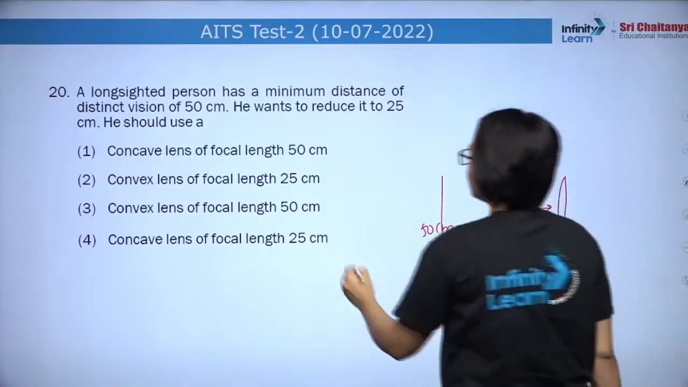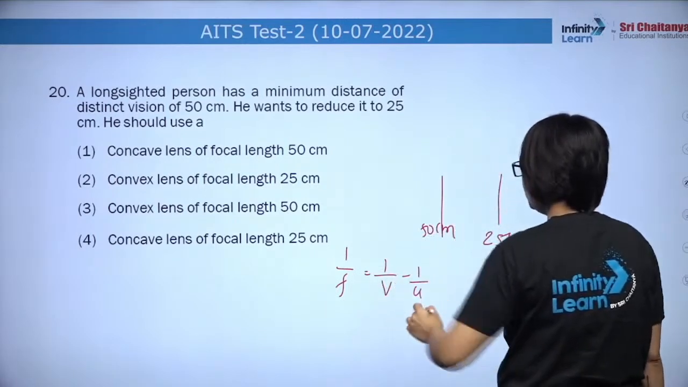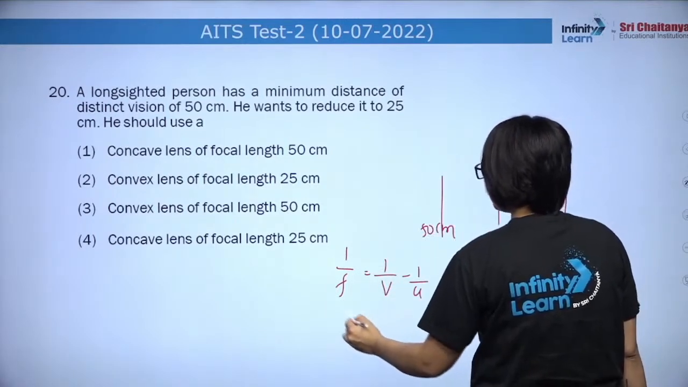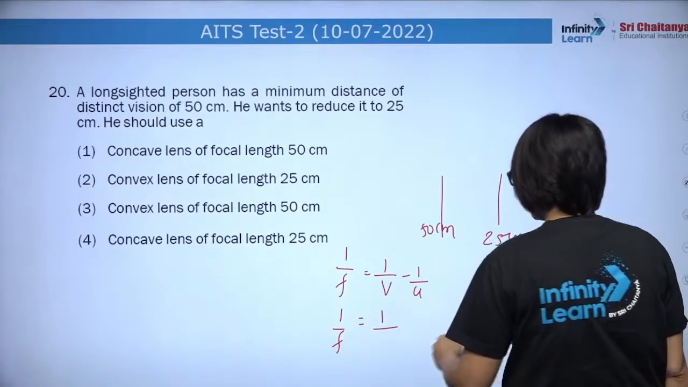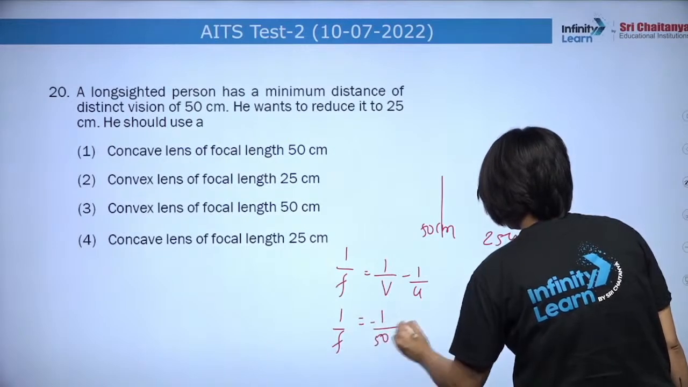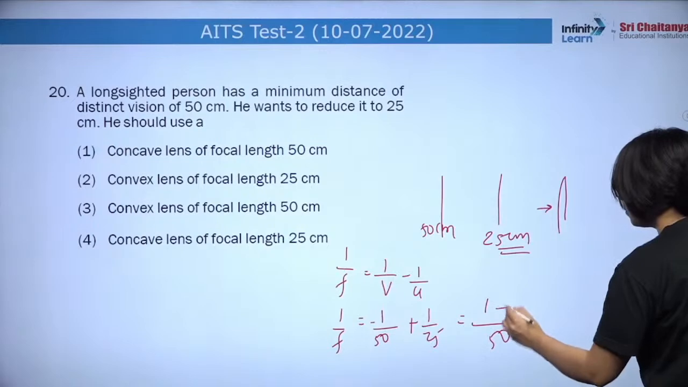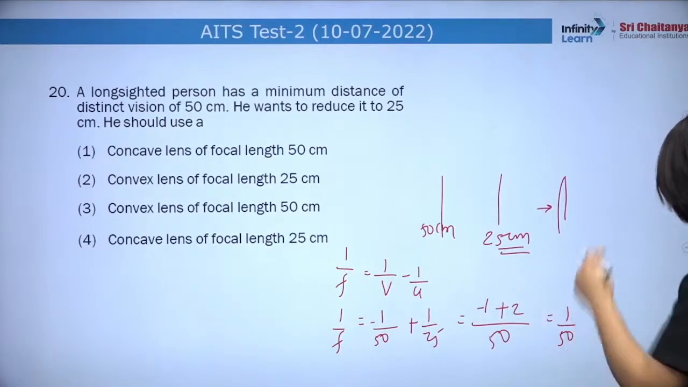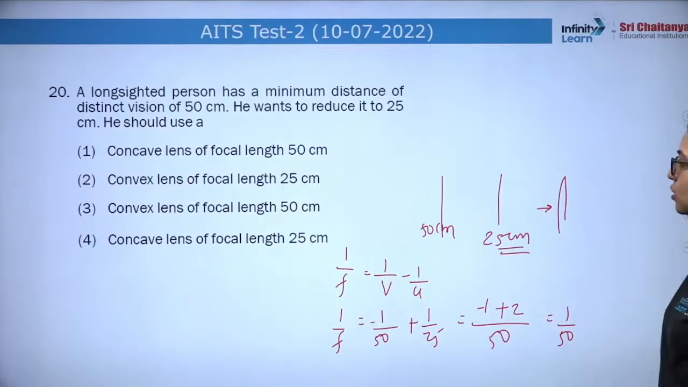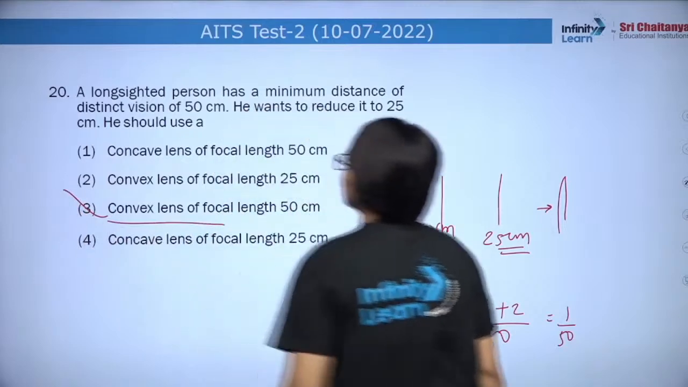So what is the kind of lens that he should use and what should be the focal length of that one? So use 1 upon f is equals to 1 upon v minus 1 upon u over here. So it will give you 1 upon f is equals to 1 upon, this will give you minus 1 upon 50 plus 1 upon 25, and this 50 will be LCM, 1 minus 1 plus 2, and this will be 1 upon 50. So focal length is coming out as 50 centimeter and it will be a convex lens. So correct answer is option 3.